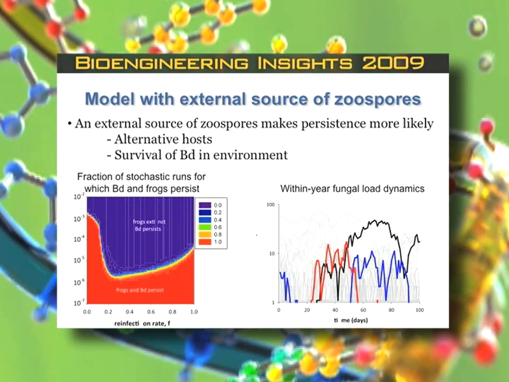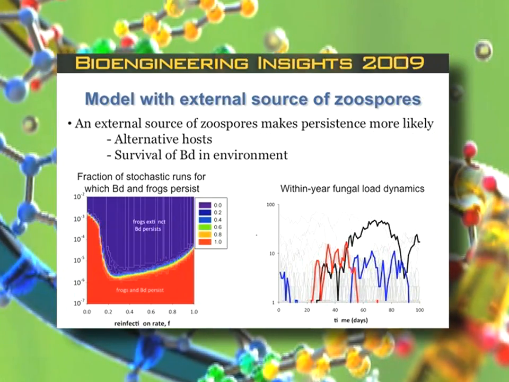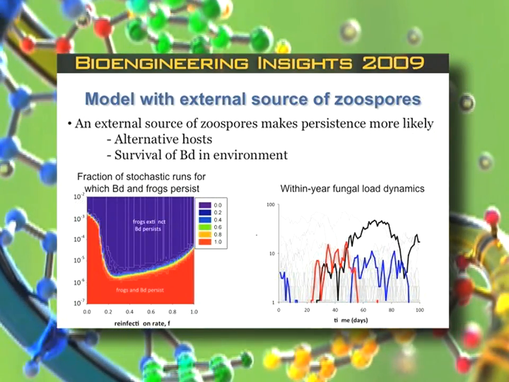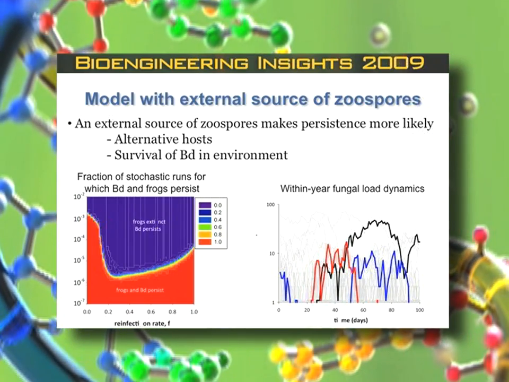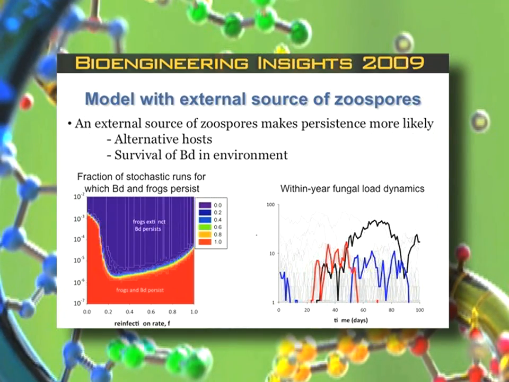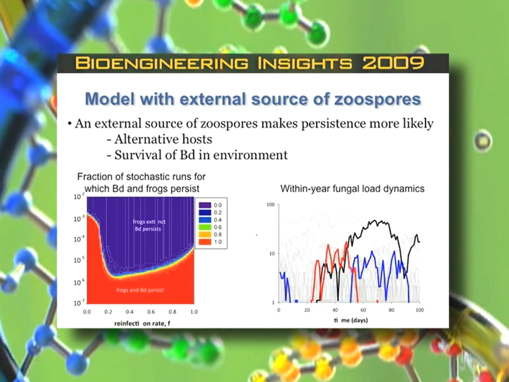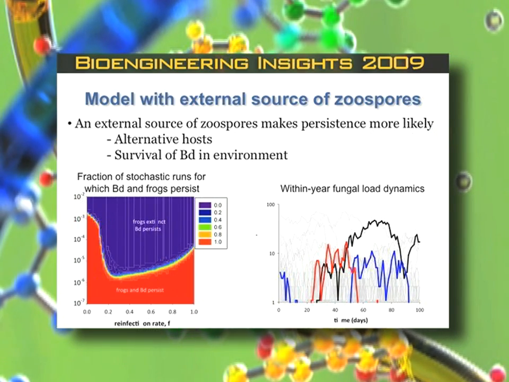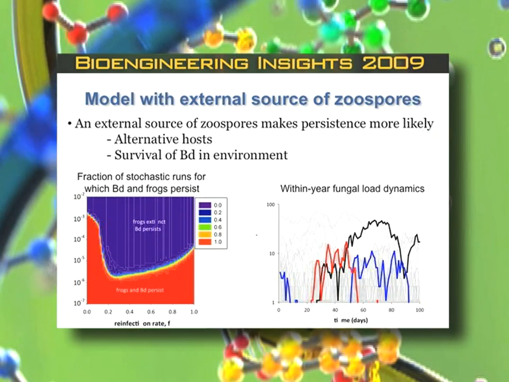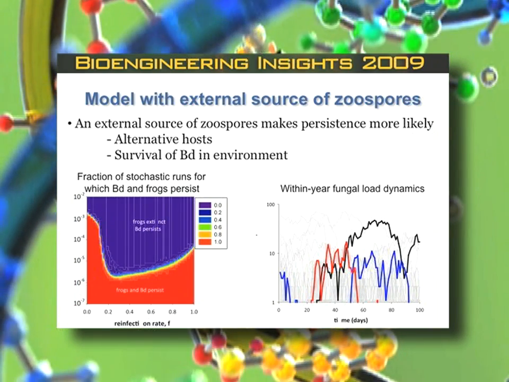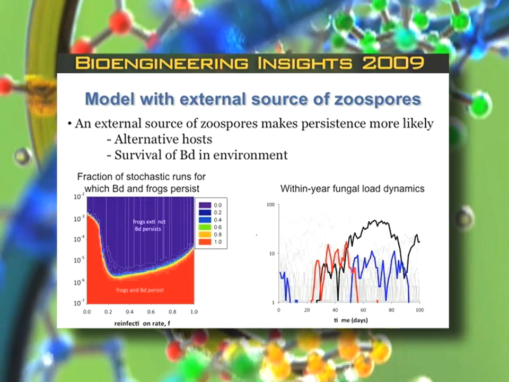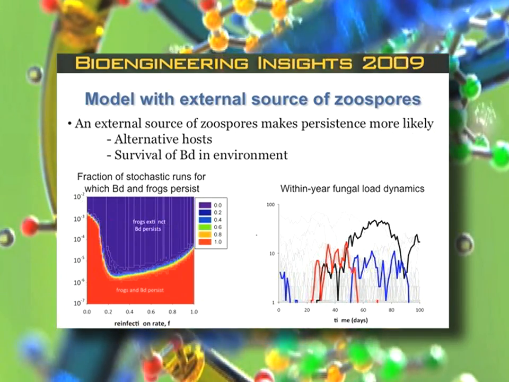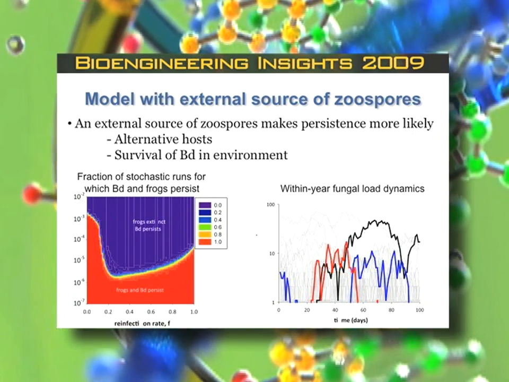We investigated a number of other factors, such as an external source of zoospores. An external source of zoospores makes persistence much more likely. This external source could be an alternative host of some sort out there, either other frogs or other abiotic things that this fungus might be able to persist on, or BD survival in the environment. When you have an external source of zoospores, it's possible to get persistence for a huge range of parameters with low transmission rates. When things are persisting in this way, individuals are continually getting reinfected from the environment, and the load on individuals without that influx of zoospores would be declining.